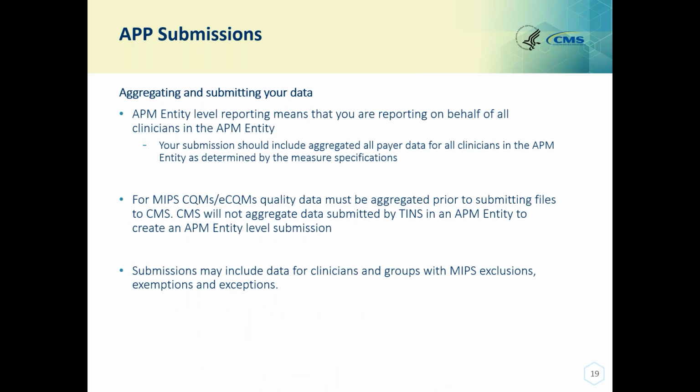All right, let's talk about aggregating your data for your APP submissions. So one thing to note is that if you're reporting at the APM entity level or ACO level, this means that you are reporting on all clinicians in your APM entity. And your submission should include aggregated data for all patients and all payers for those clinicians in the APM entities. For the MIPS CQMs and ECQMs, the quality data must be aggregated prior to submitting those files to CMS. We will not aggregate data on behalf of an APM entity. So an example of this would be a participant TIN in an ACO. If there are individual submissions for participant TINs, we will not take those individual submissions and aggregate them to the ACO level. The data must already be aggregated prior to sending that data to CMS.